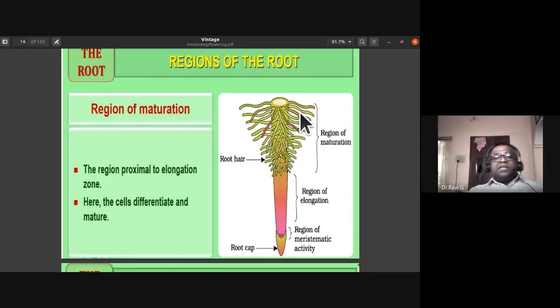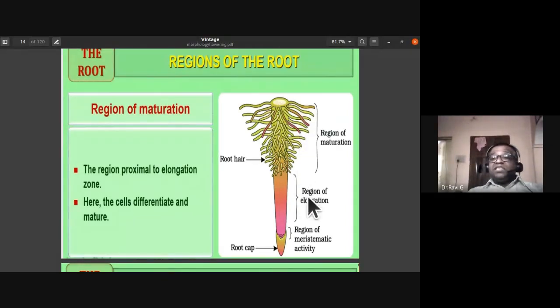Then the third region is the region of maturation. The region above, or proximal to, the elongation zone is the region of maturation or differentiation. Here the cells differentiate and mature. You can notice here the parenchyma cells, the epidermal cells, endodermis, pericycle, pith. Then you can also notice the xylem and phloem.